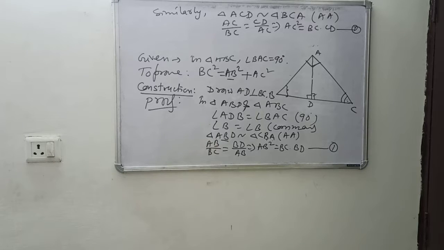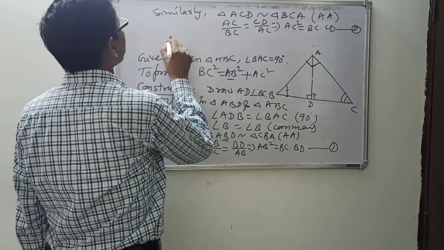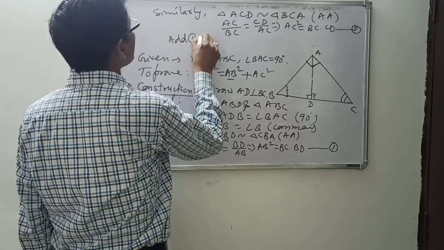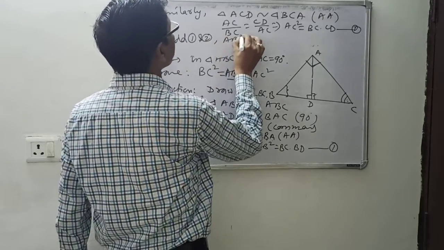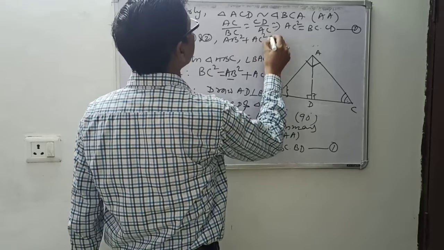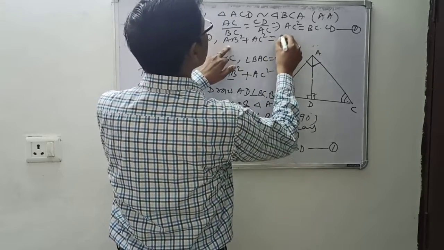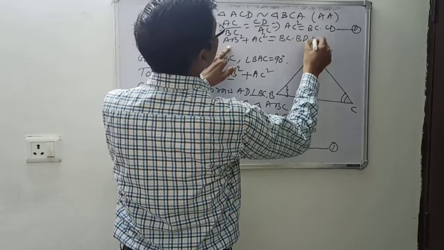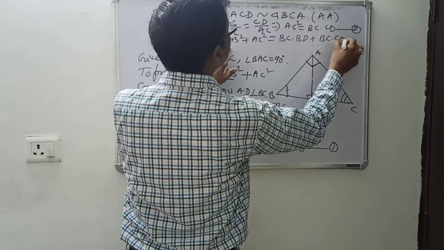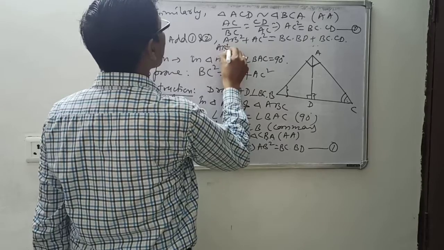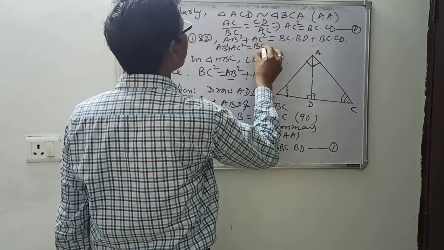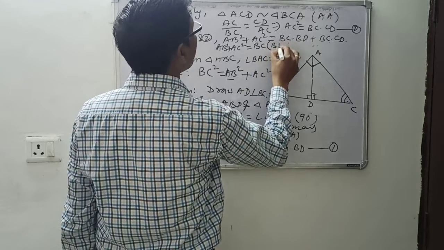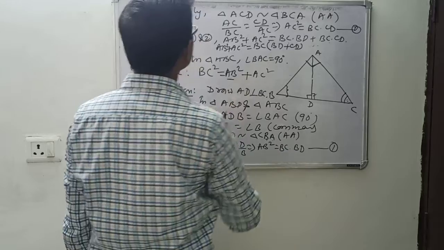AB square equal to BC into BD and AC square equal to BC into CD. So add 1 and 2, then what you are getting? AB square plus AC square equal to BC into BD plus BC into CD. So from there you can take common BC. What is left? BD plus CD. Check that one.